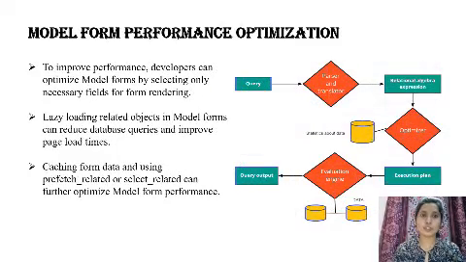Next, model form performance optimization. To improve performance, developers can optimize model forms by selecting only necessary fields for form rendering. Lazy loading related objects in the model form can reduce database queries and improve page load times. Caching form data and using prefetch_related or select_related can further optimize model form performance.